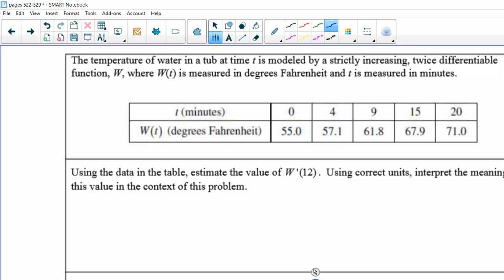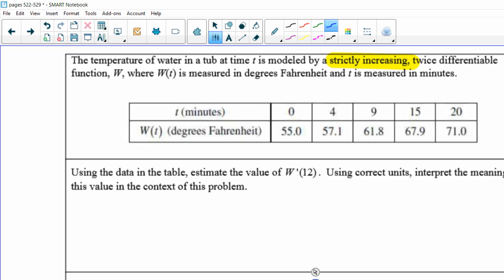The temperature of water in a tub at time t is modeled by a strictly increasing, twice differentiable function, where W of t is measured in degrees Fahrenheit and t is measured in minutes. What does strictly increasing mean? Never decreases, never constant. Always going up. Okay. What do you think W of 0 equals 55 means? That's right. When you started measuring, the temperature was 55 degrees Fahrenheit.